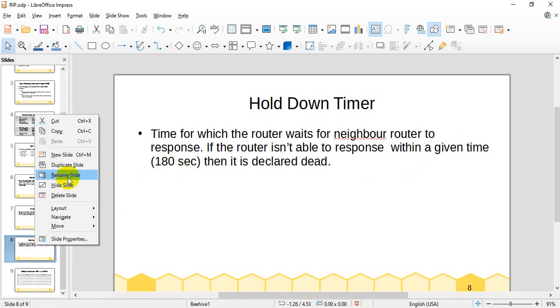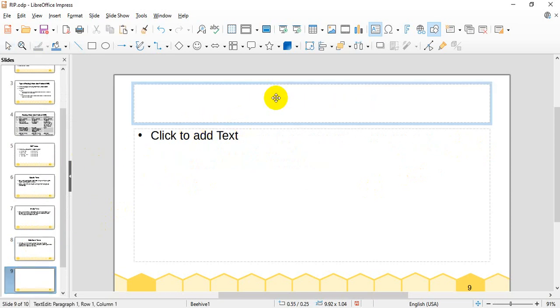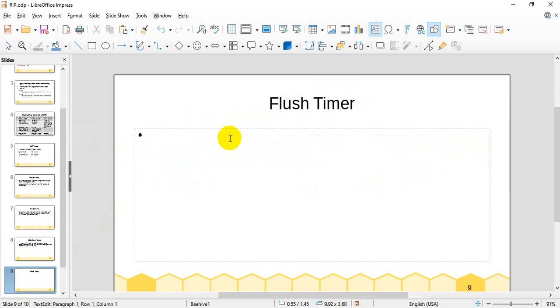And what is the next timer? The next timer is the flush timer. What is the flush timer? The flush timer is the timer after which the entry of the router will be flushed.